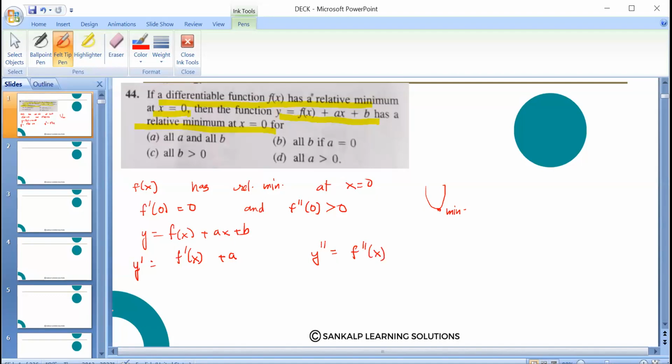Now, because this function also has relative minimum at x equal to 0, f dash of 0 plus a will be 0. 0 plus a equal to 0. That means a has to be 0. So a is 0 means it is happening only in option B. So that is what you have to take.